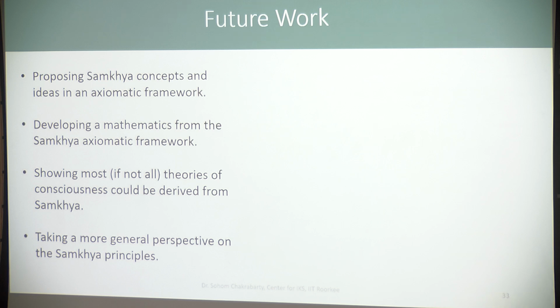Taking a more general perspective on Samkhya principles means the principles are understood in some way at this moment, at present. They can be understood in a more general way. Like whenever we talk of Samkhya, people say Purusha, do we refer to humans only? No. Every organism. Similarly, now if I say Ahankar, then you will say only organisms. I will say no. Beyond organisms also Ahankar can be there. Okay, so how can it be there? What is the logic behind it? So this could be explored. So there is a possibility of taking the Samkhya principles to a more general perspective.